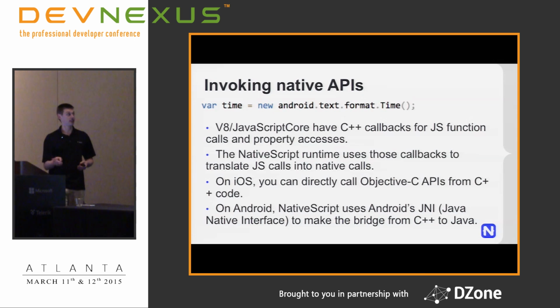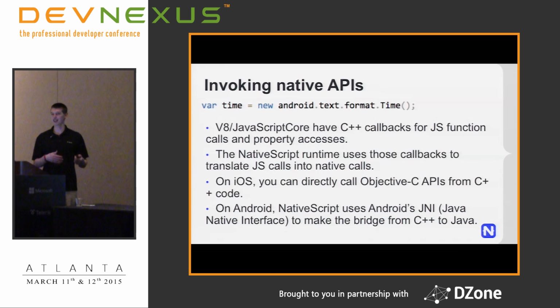So in this specific case, with this line of code, since this is Android code here, V8 has a constructor callback. That is, whenever a constructor happens in JavaScript, run this C++ code. So what NativeScript does is it says, OK, I'm just going to refer to my metadata, and oh, looks like I need to actually go and instantiate a native time object. On Android, it uses this thing called JNI. It's the bottom bullet there.